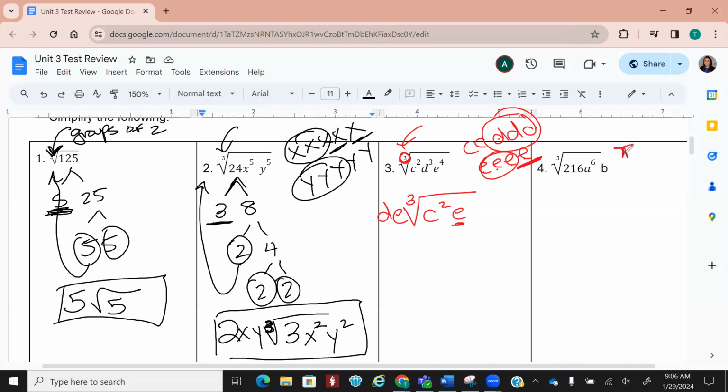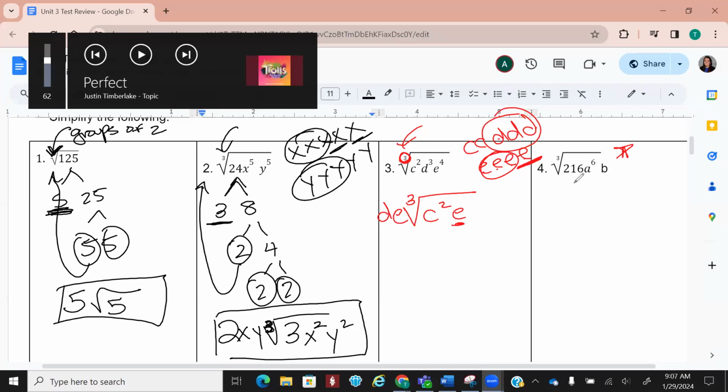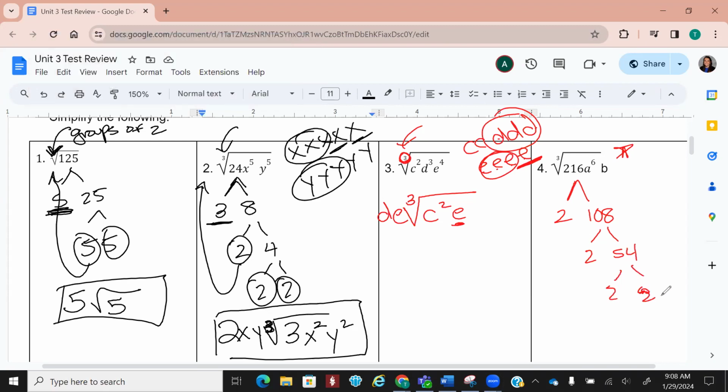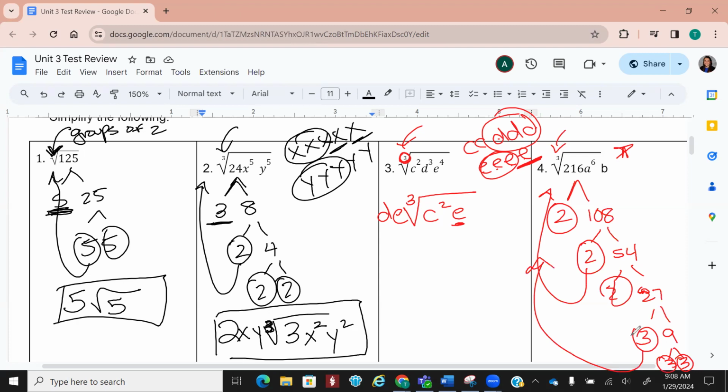Okay, take a second. Try number 4 if you didn't get to it. Stop. So if we break 216 down, what is it divisible by? 2 and 108. And then 108 divided by 2 is 54. And then divide by 2, 27. And then divide by 3. Cool. So we want to make a group of 3, right? We've got these 2's, so we're going to pull a 2 out. And then we got these 3's, so we're going to pull a 3 out. So what's 2 times 3?